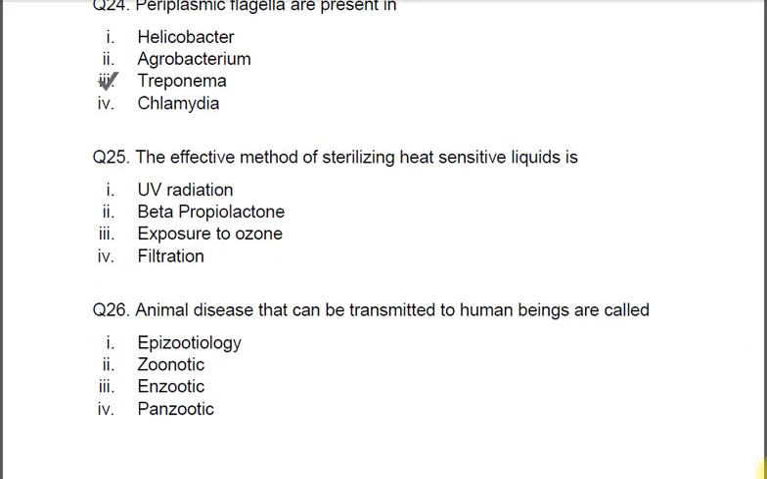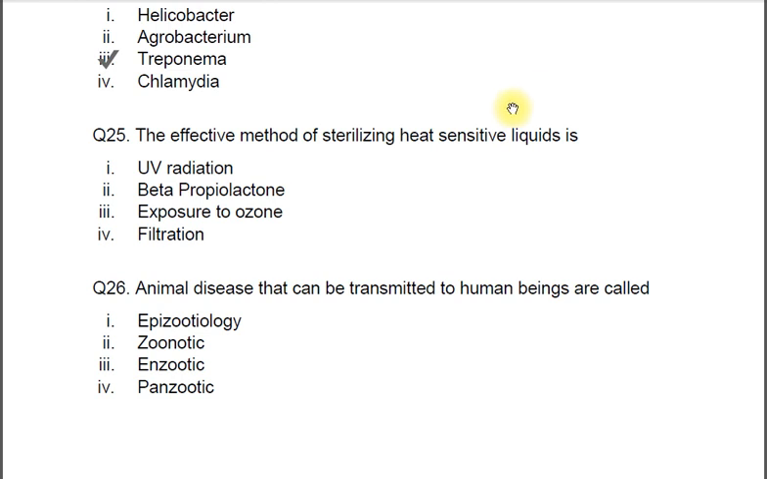The question number 25. The effective method of sterilizing heat sensitive liquids is the option 1 UV radiation, option 2 beta propiolactone, option 3 exposure to ozone, option 4 is filtration. So out of this, the correct one is the filtration. The filtration is carried under vacuum and the membranes are used. These membranes have various pore sizes. There can be the 0.25 micrometer pore size or there can be the 0.4 micrometer pore size.